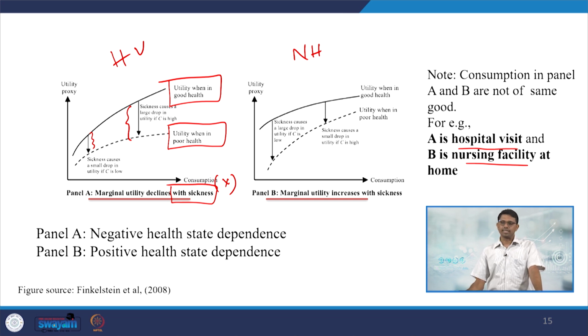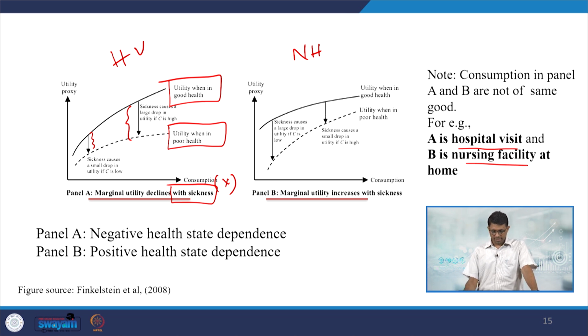This is inversely related. Okay. The change we have highlighted is that the gap increases, this change is higher, whereas the consumption, okay, the gap increases, and therefore we say that actually the marginal utility declines with sickness. When you are carrying a certain sickness, your marginal utility actually declines.